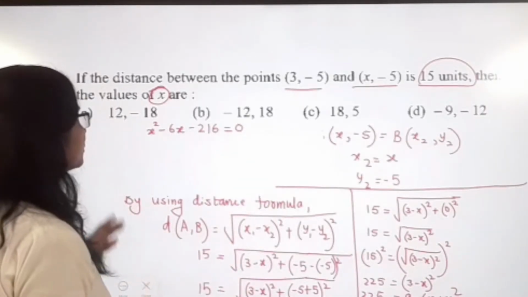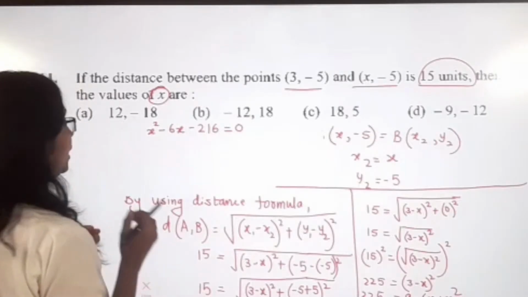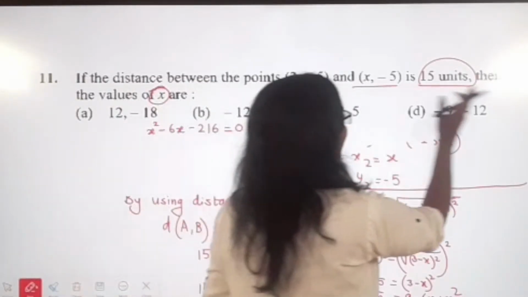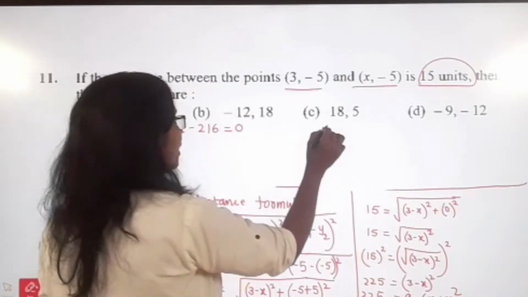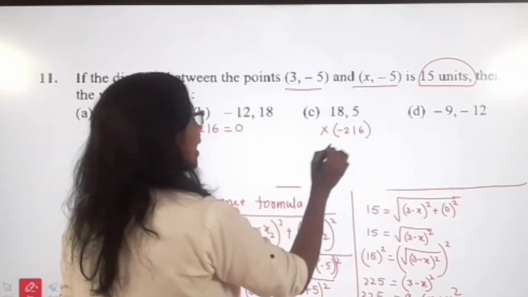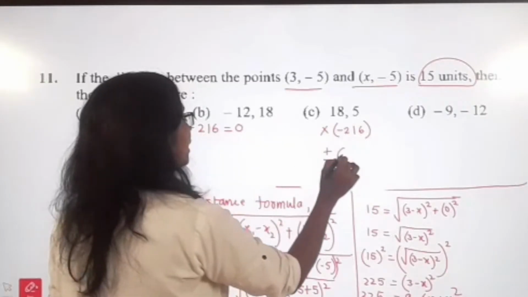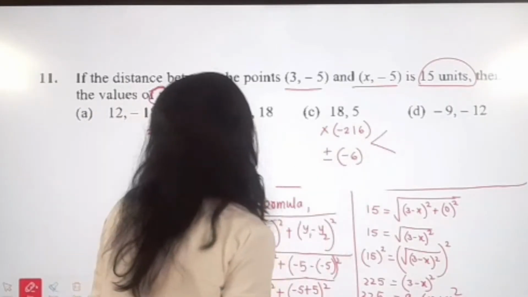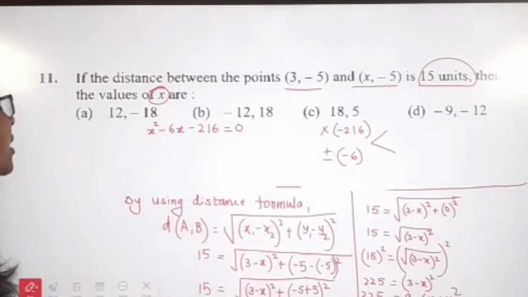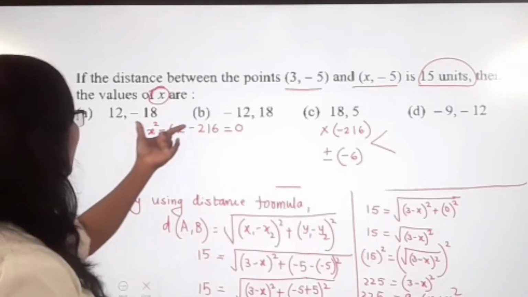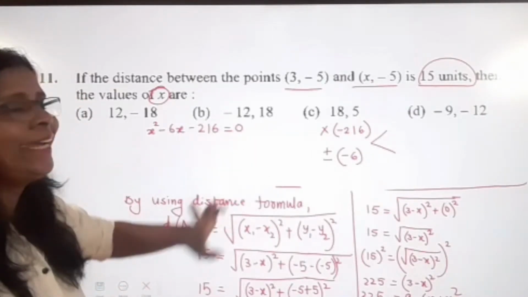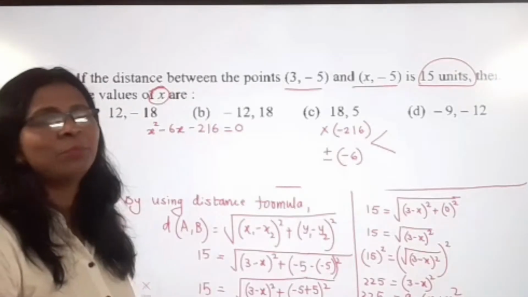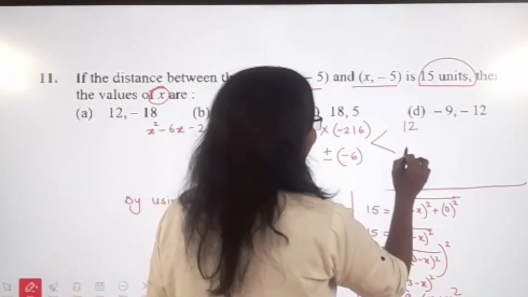So here 216, we want two numbers such that their product will be minus 216 and their addition or subtraction will be minus 6. So here students, which are these numbers? If you observe from the options, the numbers are given, that is 12 and 18. 12 and 18 are the numbers.